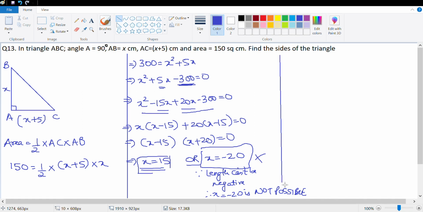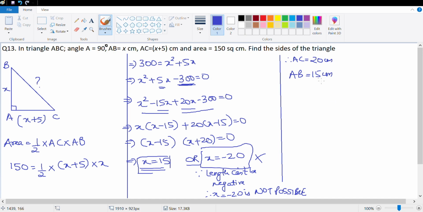What do they want us to calculate? Find the sides of the triangle. Therefore, AC is equal to x plus 5, that's 15 plus 5, 20 centimeter. AB is equal to x, which means 15 centimeter. We still need to find BC.